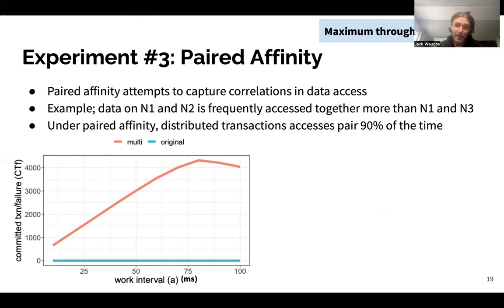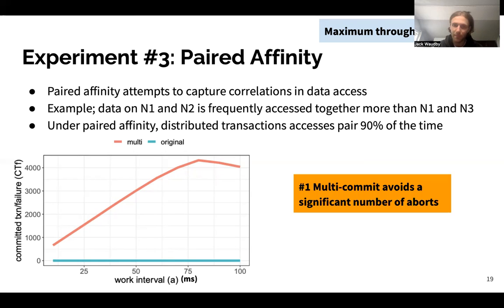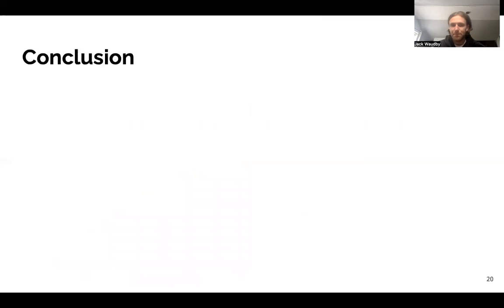So this is demonstrating quite clearly that multi-commit can be beneficial depending on the correlations in the underlying data. So it can, as I said, actually avoid a significant number of aborts.